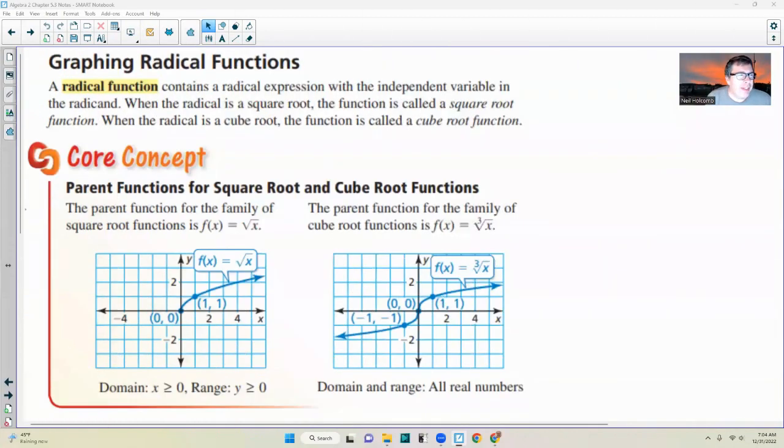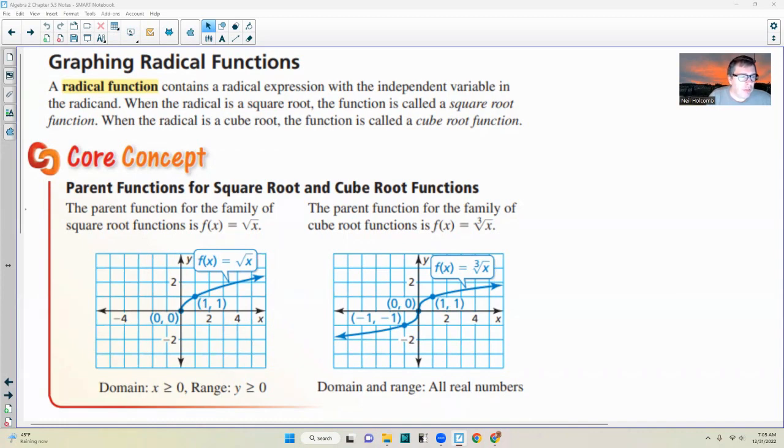Okay, before we get into examples, there's a graphing radical functions core concept. A radical function contains a radical expression with the independent variable in the radicand. When the radical is a square root, the function is called a square root function. When the radical is a cube root, the function is called a cube root function. So the core concepts say parent functions for square root and cube root functions.